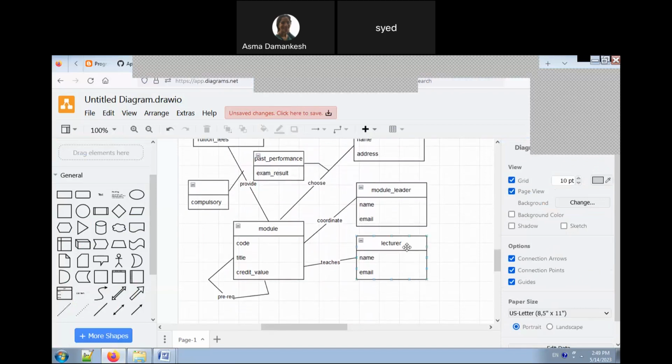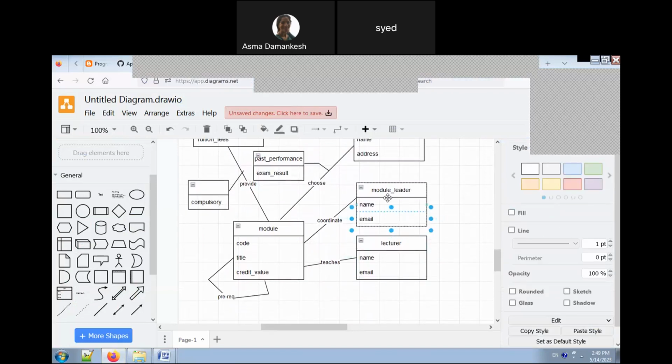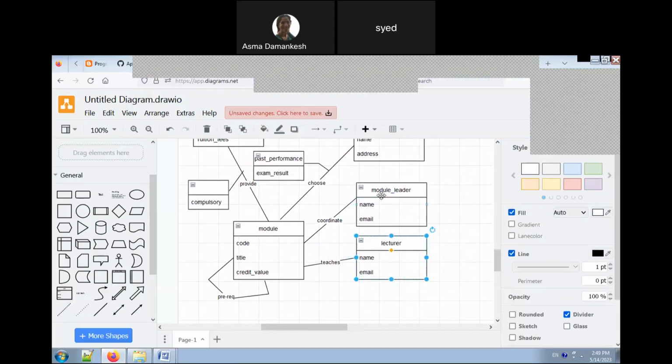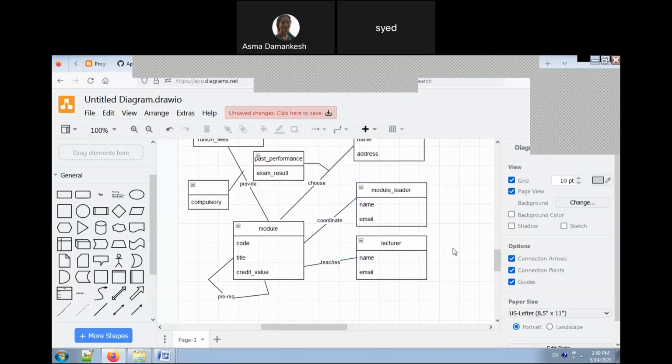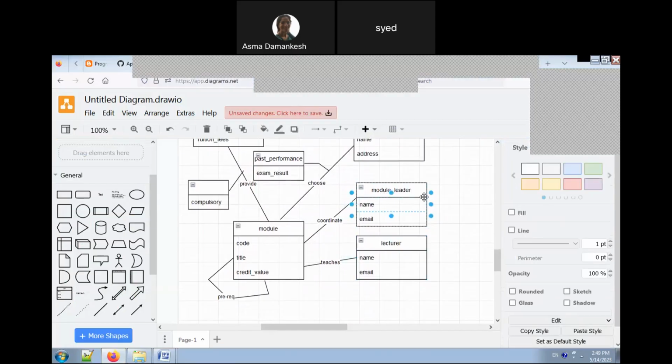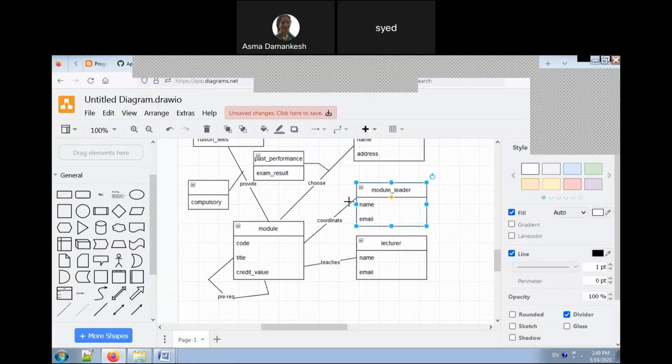Why? Because these two entities, do they have anything different? Aren't they both teachers? They are. This is a teacher with a special role. This is a teacher with a special role, no?